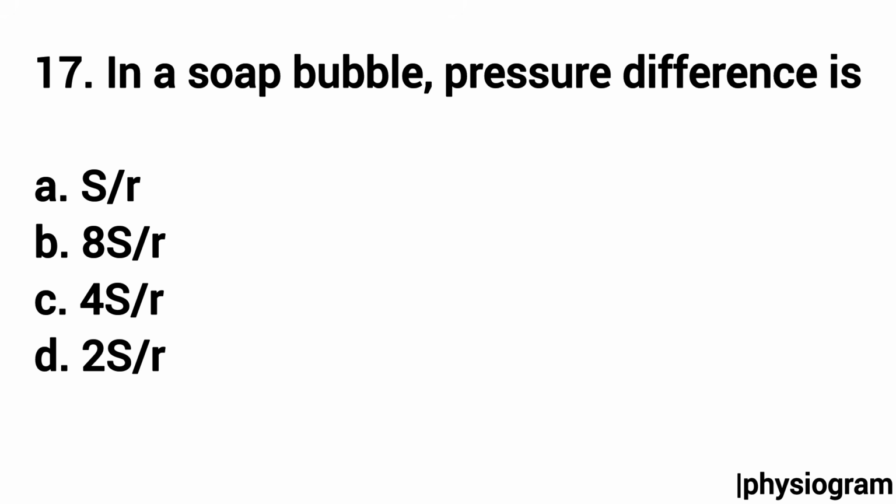Next, question number 27: in a soap bubble, the pressure difference is, option A, S by R; B, 8S by R; C, 4S by R; and D, 2S by R. So the correct answer will be option C, that is 4S by R.